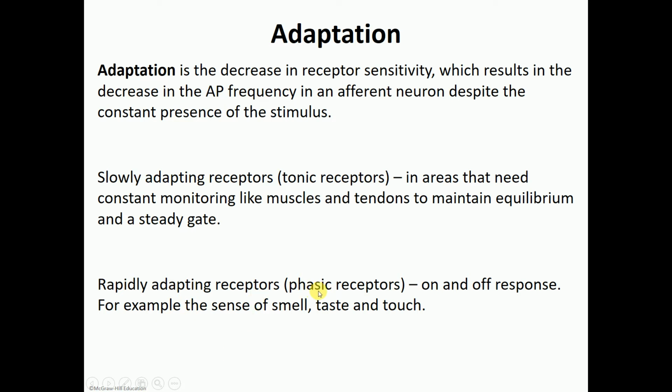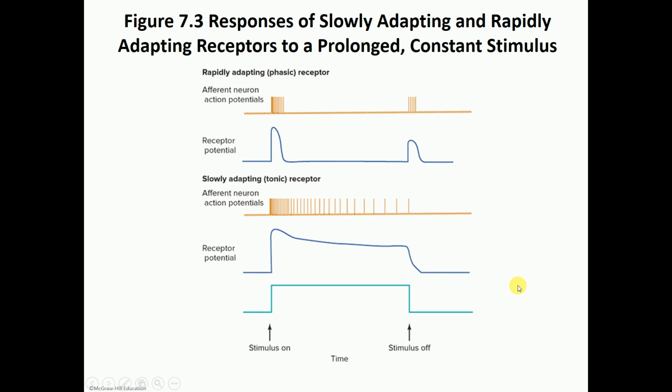They're known as phasic receptors. They have what are known as on and off responses. So when you're first exposed to that smell, you experience it, and then when the smell disappears, you experience it again. So here you can see we're plotting this. This is when the stimulus starts, and this is when the stimulus ends. These two lines up here show you the rapidly adapting receptors.